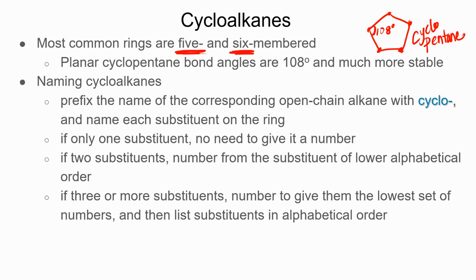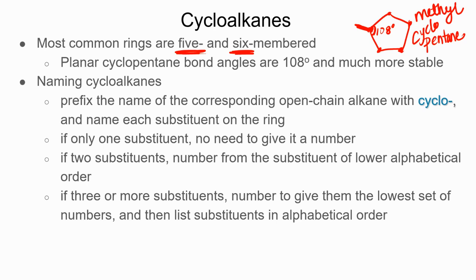If there's only one substituent coming off of cyclopentane, we don't have to give it a number. So let's say that all we had was a 1-carbon group coming off cyclopentane. Well, that's just methylcyclopentane, because you can start wherever you want to. So of course it's at the assumed 1 carbon, but you don't need to report that. You just call it methylcyclopentane.